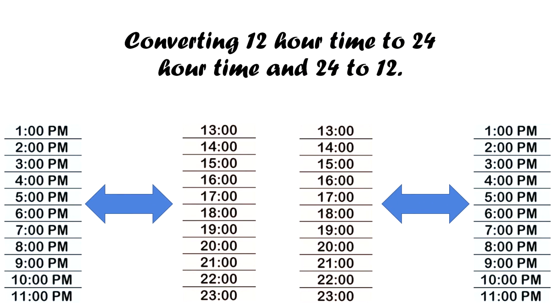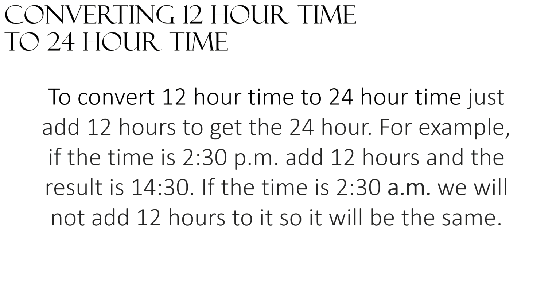Converting 12-hour time to 24-hour time and 24 to 12. Converting 12-hour time to 24-hour time. To convert 12-hour time to 24-hour time, just add 12 hours to get the 24-hour. For example, if the time is 2:30 p.m., add 12 hours and the result is 14:30. If the time is 2:30 a.m., we will not add 12 hours to it, so it will be the same.